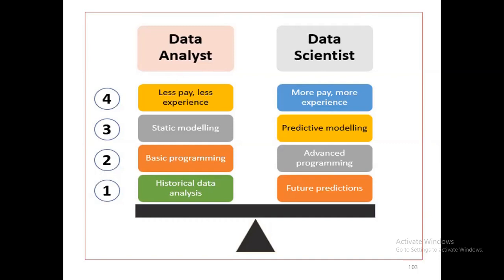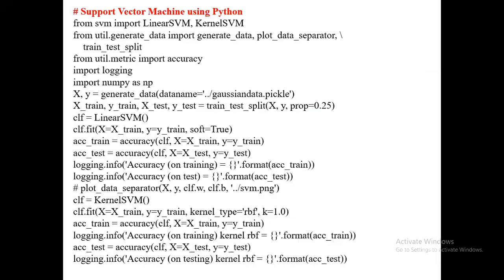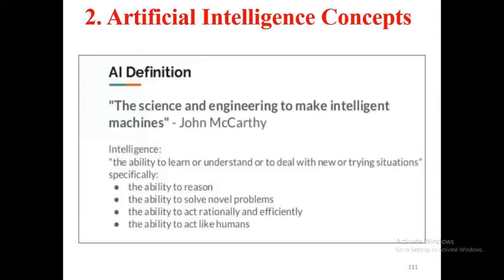So then support vector machine. I'm going to explain SVM, principal component analysis, and decision tree algorithms in data mining. So, okay. Now the second concept is artificial intelligence. Intelligent behavior in a machine is called artificial intelligence. The science and engineering of making intelligent machines. It was proposed by John McCarthy in the year 1969.